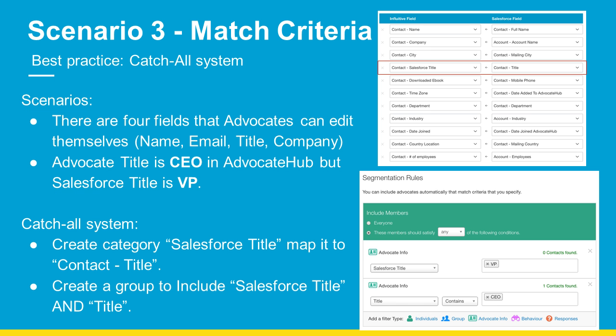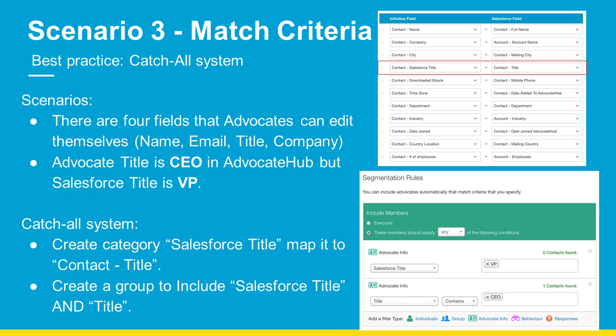So yeah, in AdvocateHub, they would edit their profile to CEO because they've been promoted. Note that Salesforce will not update these fields once the advocate has made changes themselves, because the advocates will be confused. After they edit it and then go back into the hub, their information is being changed, and that's not a good user experience for the advocates.